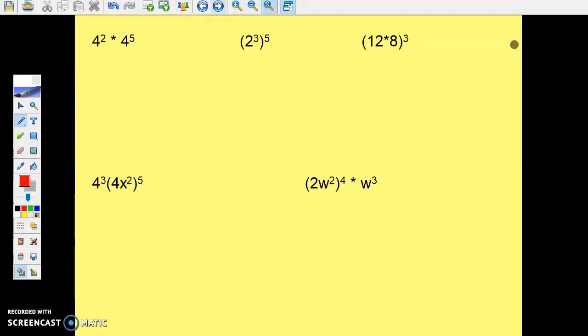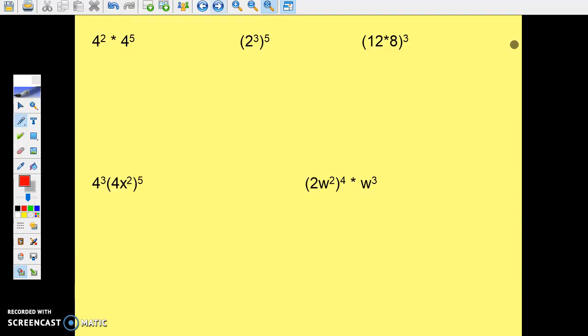All right, now I have 5 examples here. We have to decide which property we're going to use for each of those. And some of them, you're combining a couple different properties in one. That's what we really want to focus on: what properties are being used in specific situations and how do we use them, and maybe we're using multiple properties. So let's take a look at this first one.